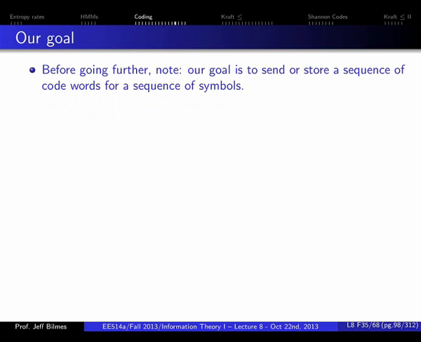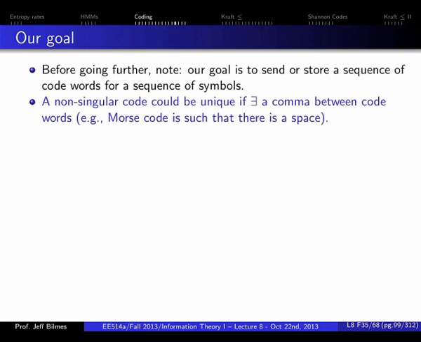I guess the idea of this next slide is to say, again, our goal is compression: send or store a sequence of code words for a sequence of symbols. And a non-singular code could become unique if we add commas between words. Morse code is exactly that way, where we need to add some sort of space or timing. So it basically, in some sense, has three symbols: a dot, a dash and a space.